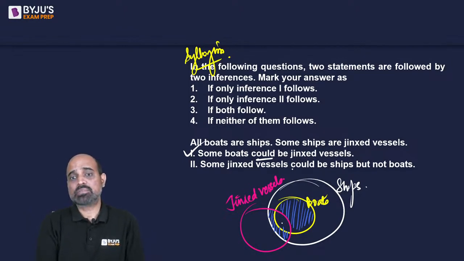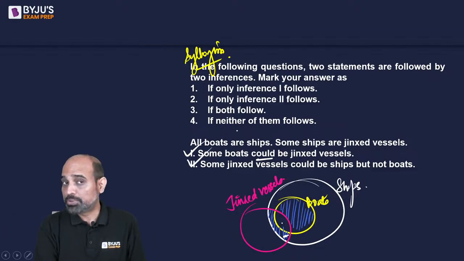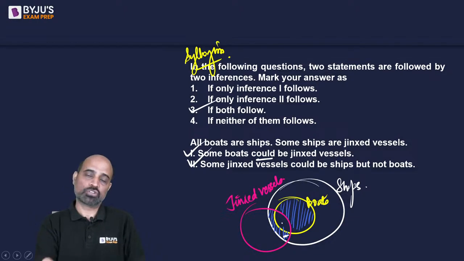Next, some jinxed vessels could be ships. Some jinxed vessels could be ships, but not boats. Yes, that we can definitely say. Forget could, this is definite. So this is also true. So both of them are going to follow. So option number 3.